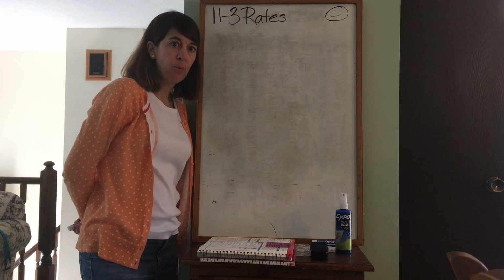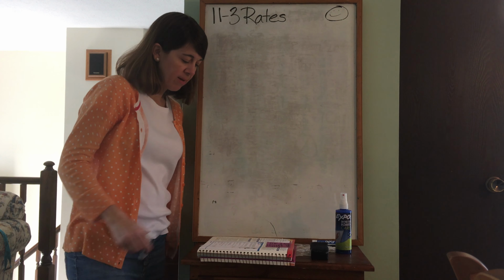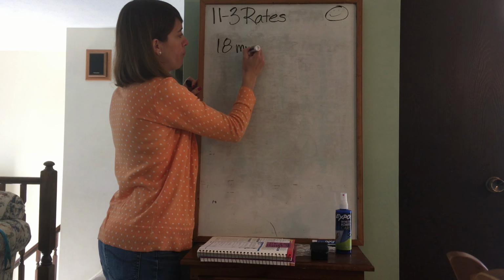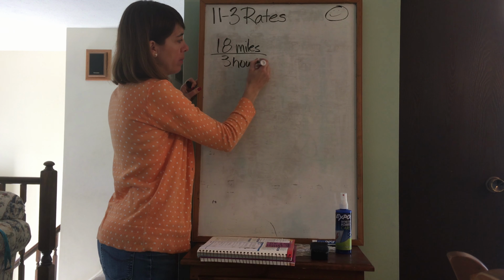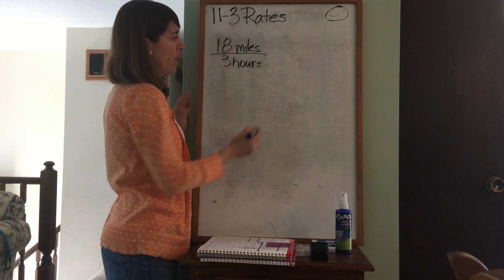If you take a look at the first orange arrow, it says Moya ran 18 miles at a steady pace of 3 hours. Her average speed can be expressed as a ratio. So we write that 18 miles over 3 hours. Then it asks us to find how many miles she ran in 1 hour.